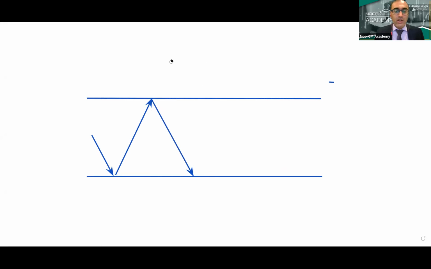Now, the lower line that you see here is called support. What is a decent definition of support? I think even if you try to YouTube it, you won't get the definition I'm going to give you today. Support is an area or a place on the chart where the prices are cheap. Definition number one: support is an area where prices of an asset are considered to be cheaper.